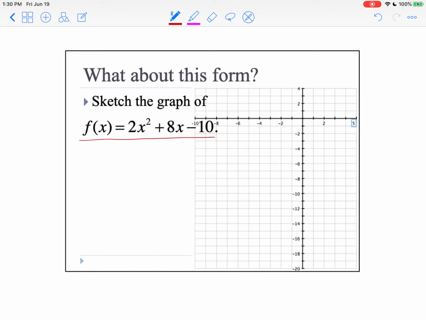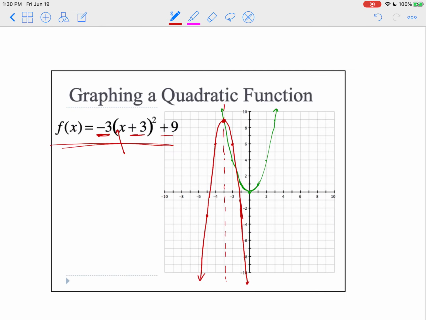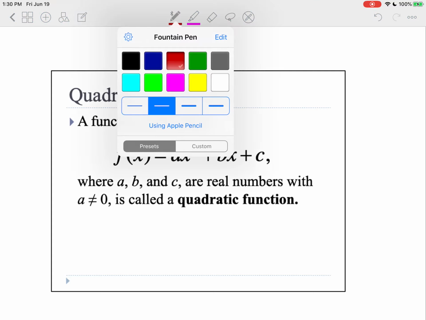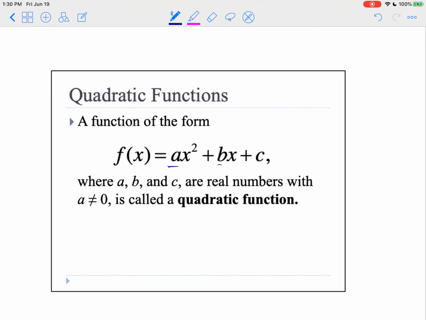So the first thing I'm going to do is identify A, B, and C. If you remember back what we did, this was the form of a quadratic that we're in right now. And we have this A value, this B value, and this C value. Each of these values is going to tell us something about the graph.